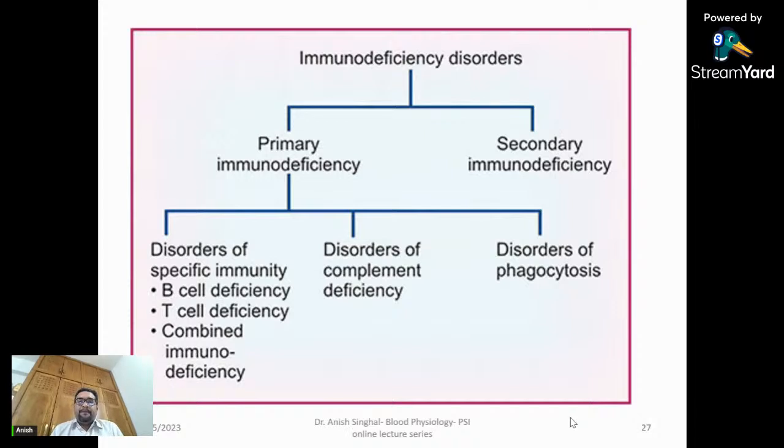So it can be a primary immunodeficiency or it can be a secondary immunodeficiency. In primary, the cause is particularly related to our own genetic makeup. So it can lead to B cell deficiency, T cell deficiency, combined deficiency, problems of the complement system, and problems in phagocytosis, because if neutrophils are very low in number, then phagocytosis will not occur, and phagocytosis being the first line of defense against any infection or invasion, that will affect.